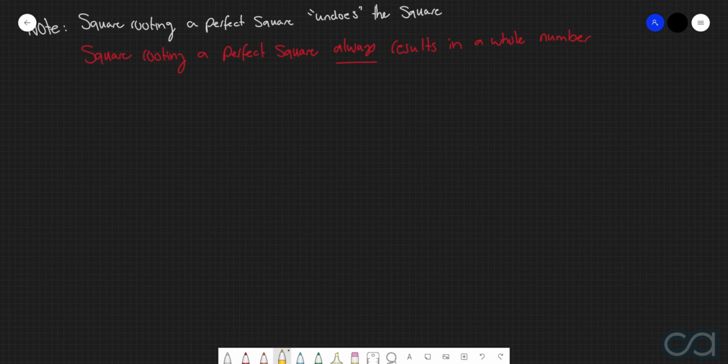So for example, if we had the square root of 25, effectively what we're being asked here is what number do we have to multiply by itself to give us 25, which is of course equal to 5. Square root of 81 will be similarly equal to 9. Square root of 9 is equal to 3, and we go on from there. But what we notice here is that whenever we square root one of these perfect square numbers, the answers are always whole numbers.